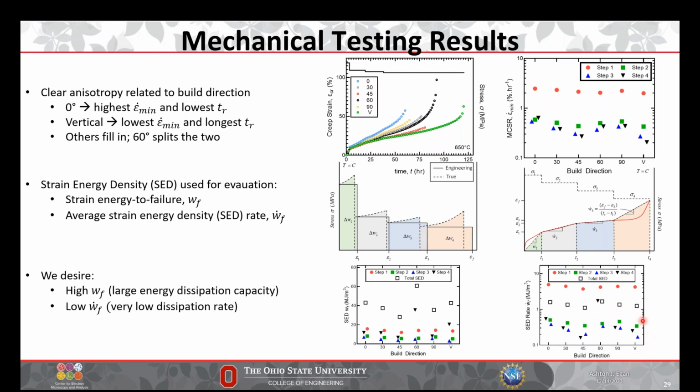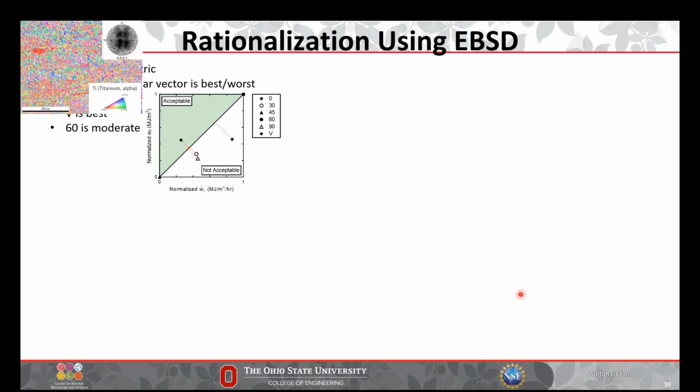Yes, so the vertical sample indeed does have this, but this graph is kind of hard for me to read. So we can do, oh no, there's something there. Well, ignore this nice EBSD map in the upper left-hand corner. Basically what we can do is normalize both of these functions based on the total amount of material and the time. And so we get this graph of acceptable and non-acceptable regimes. And the normal from this slope of 1, the magnitude of this will tell us how good or bad an alloy is. So from this graph, we can read, okay, the vertical is quite nice, 0 is quite bad, and 60 is in the middle.